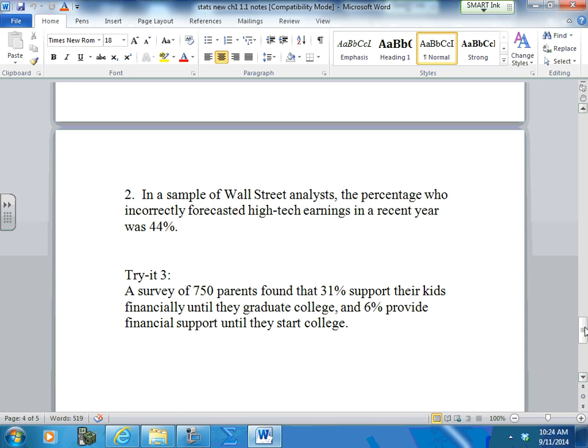In a sample of Wall Street analysts, the percentage who incorrectly forecasted high-tech earnings in a recent year was 44%. What's the descriptive statistic? Oliver. Wall Street analyst. This is your sample. That's your sample. What describes what happens with this? The high-tech earnings was 44. Was incorrectly forecasted in a recent year was 44%. Okay, that's the descriptive statistic.